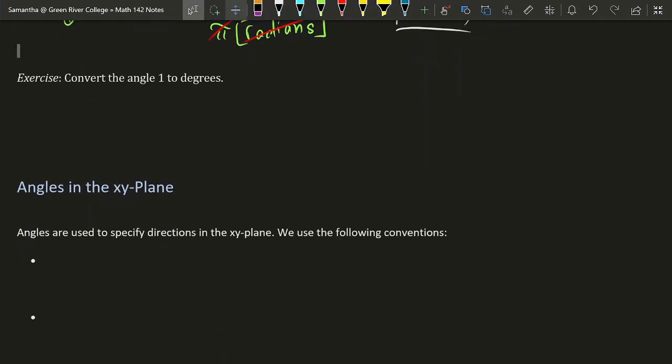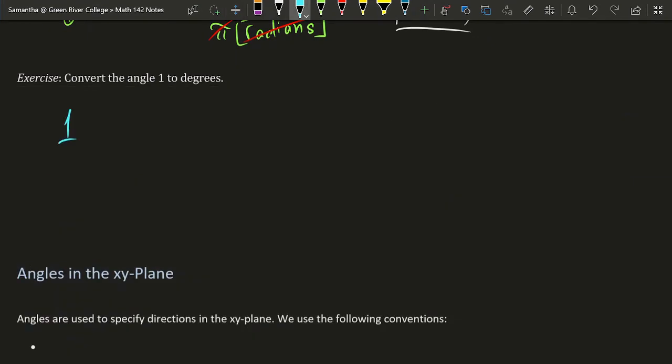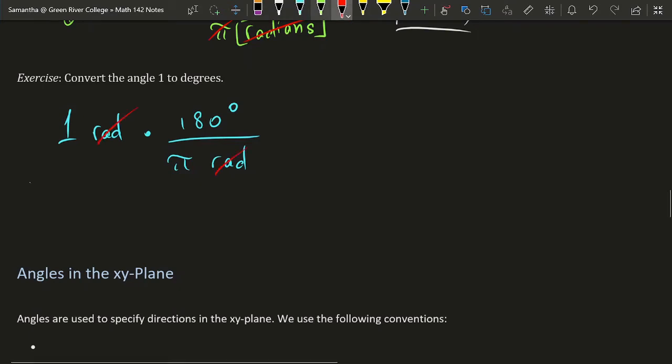Alright, let's go ahead and convert the angle 1. So 1 radian, maybe rad for short, I'm going to multiply this by the version of 1 that has radians in the denominator so that I can cancel it out. Now I'll put 180 degrees in the numerator. So 1 radian is equivalent to 180 divided by pi degrees.